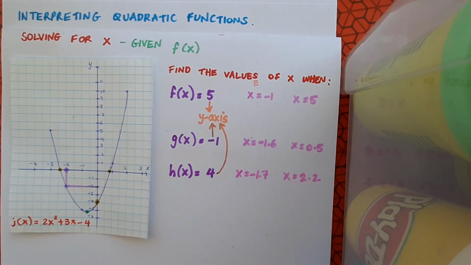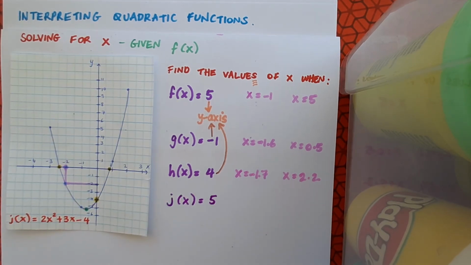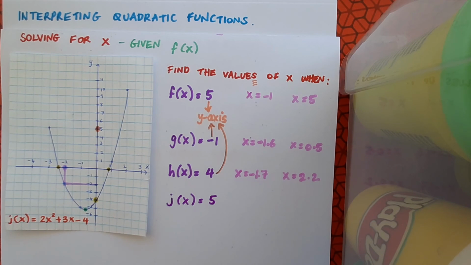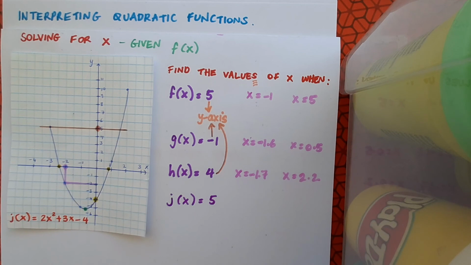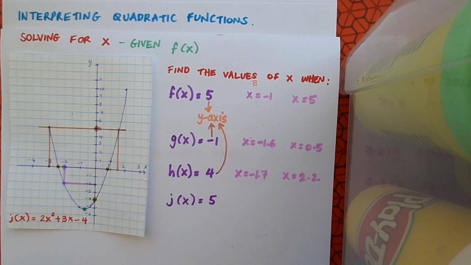Here's my j of x graph. I want to find the values of x when j of x equals 5. Again, don't forget I go to the y-axis and I mark 5, and then I draw a horizontal line through it, and then I drop down to the x-axis. In this case, my answers look like they are -3 and 1.5.